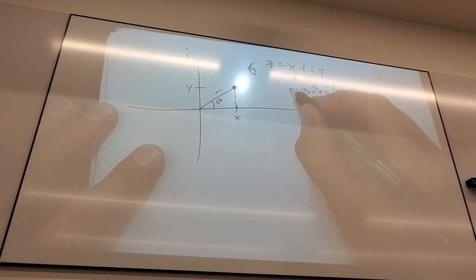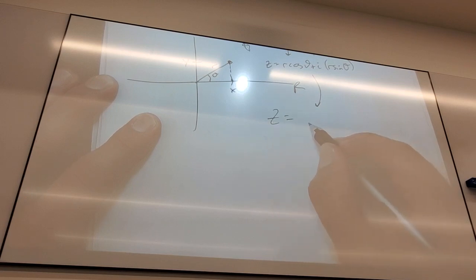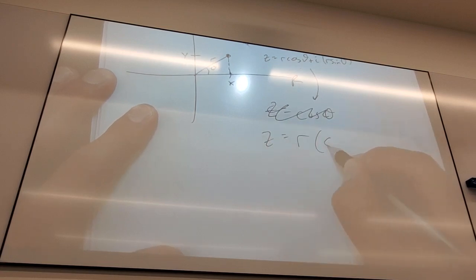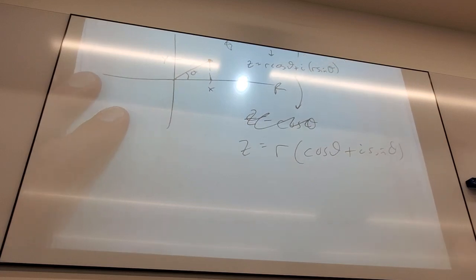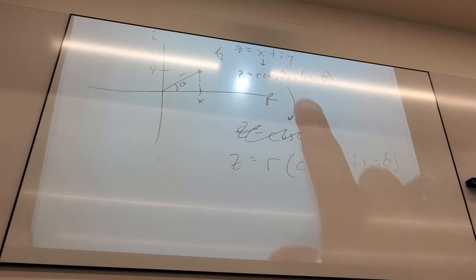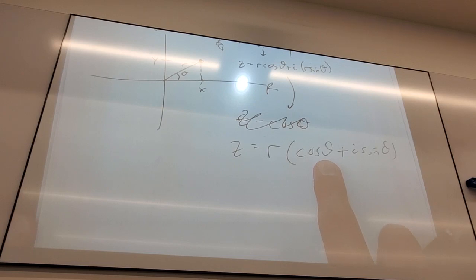So that's the complex number. I can represent a complex number by pulling an r out: r times cosine theta plus i sine theta. This is what it looks like in rectangular coordinates, and this is what it looks like in polar coordinates.